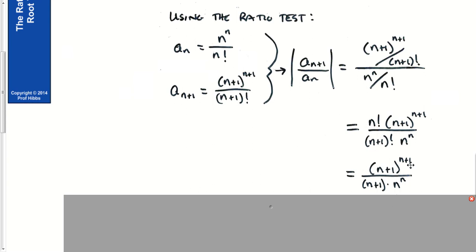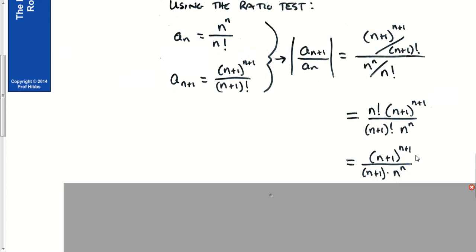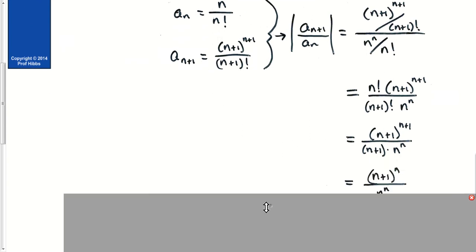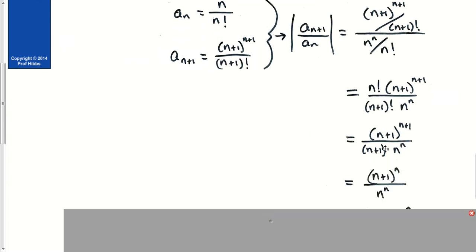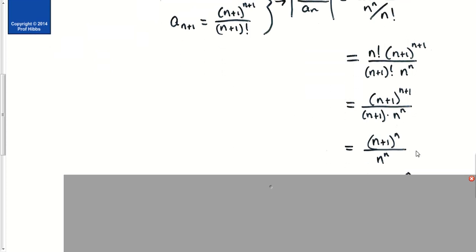Now, that means we have 1 power of n plus 1 in the denominator and n plus 1 powers in the numerator, and so when we simplify that part, we'll take this exponent 1, subtract it from this exponent n plus 1, and we'll just have an exponent of n. Okay, so this part of the fraction simplifies to n plus 1 to the n power. So we have n plus 1 to the n power divided by n to the n.